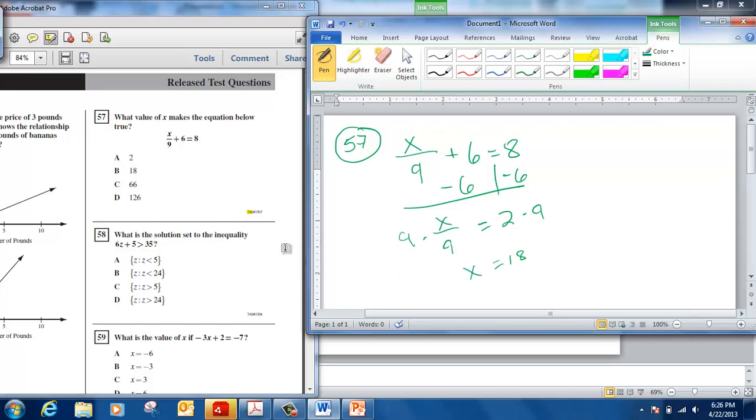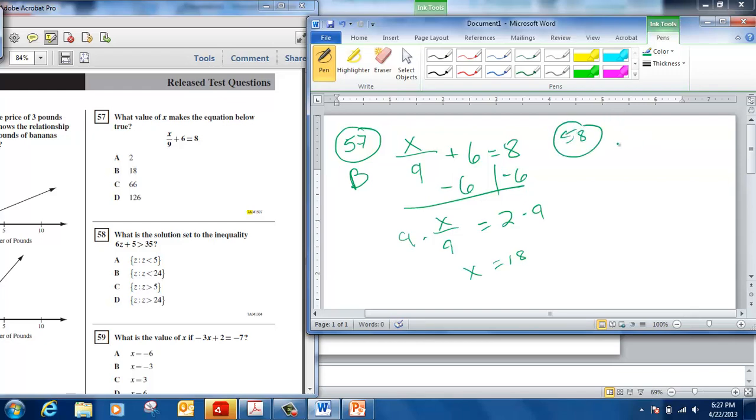And then looking at 58, where it's again the solution set. What is the solution set to the inequality? Remember, this is our inequality sign. So again, I'm going to undo what was done. Let's put B there. And 58.